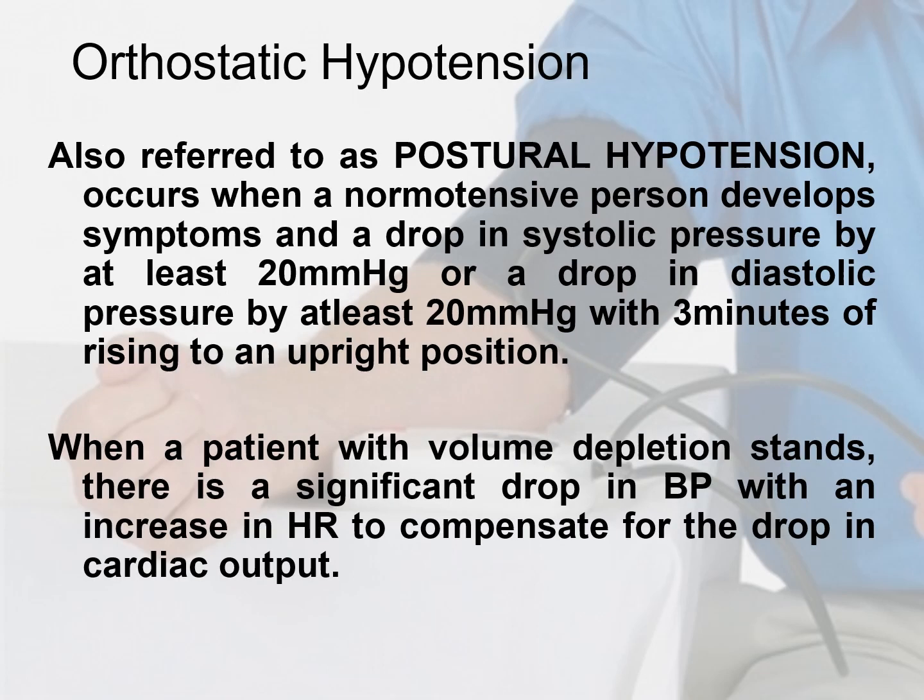So let's now talk about orthostatic hypotension, also referred to as postural hypotension. It occurs when a normotensive person develops symptoms and a drop in systolic pressure by at least 20 millimeters of mercury or a drop in diastolic pressure by at least 20 millimeters of mercury within 3 minutes of rising to an upright position.